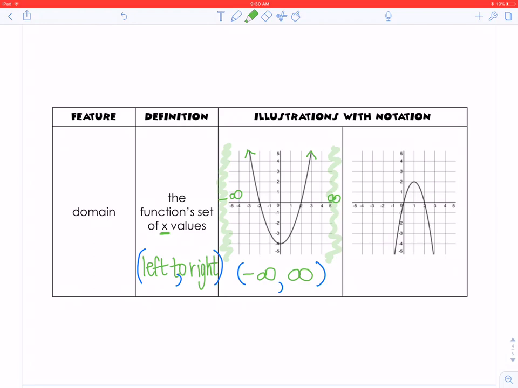What happens to our domain? How far left is our graph? We know that this is going to continue down and left forever, and this is going to continue down and right forever. So how far left? That's right, negative infinity. And how far right? Yes, positive infinity. Good.